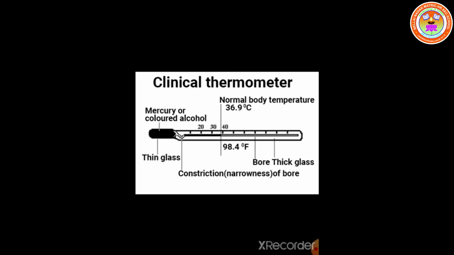Look at the picture clearly, students. When the thermometer is taken out of the patient's mouth, why are we using the kink? Let me explain very clearly, students. Listen to me carefully. All clinical thermometers have a kink. Look at the picture, the kink shown in the picture. That prevents the mercury from flowing back into the bulb when the thermometer is taken out of the patient's mouth, so that the temperature can be noted conveniently.